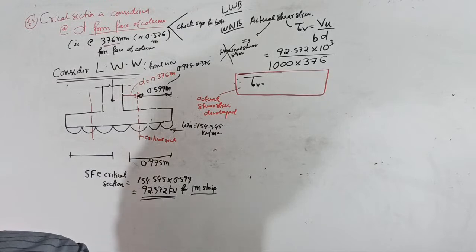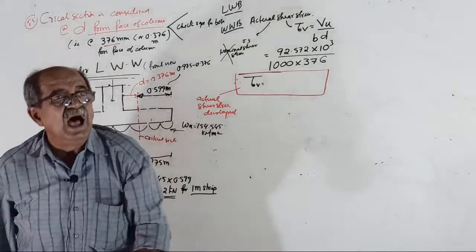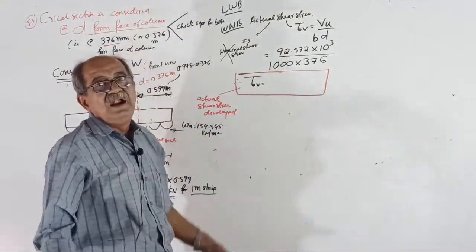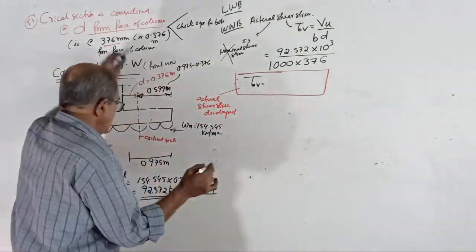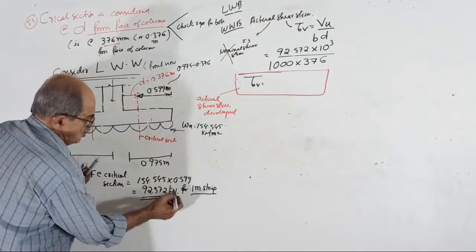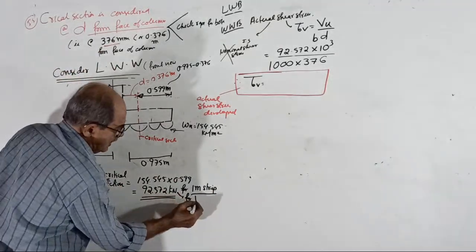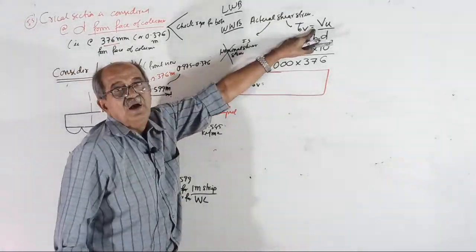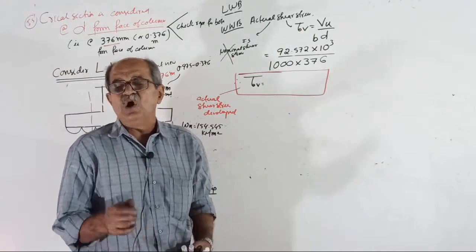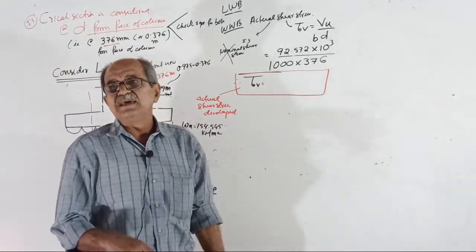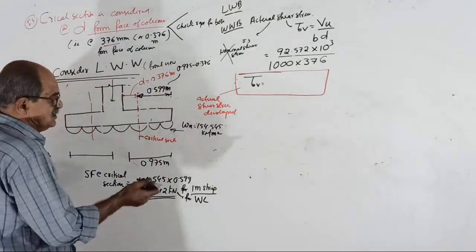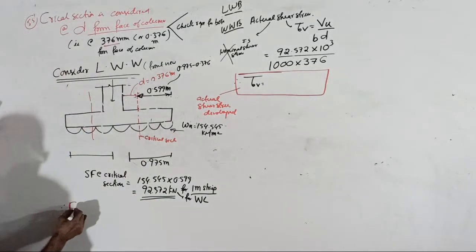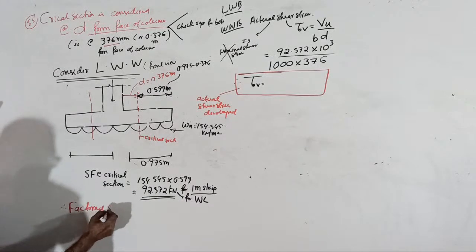Yes. Somebody told, sir, factored shear force. I was testing you. If you substitute 92.572, it is a criminal offense. I told you, this is shear force for what load? This is shear force for working load. I deliberately asked how much. If you make the mistake, it is a criminal offense. Most dangerous: as soon as you get shear force, it is a working load, right? Therefore, factored shear force. Okay.